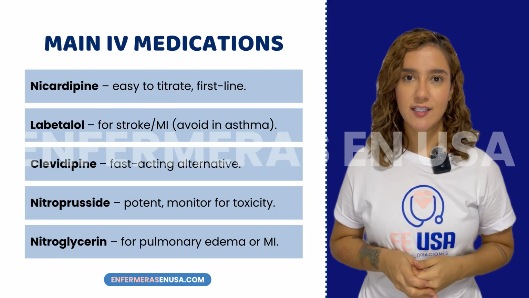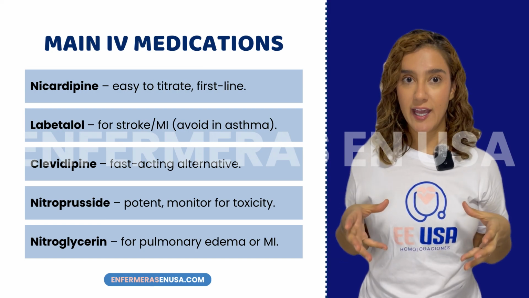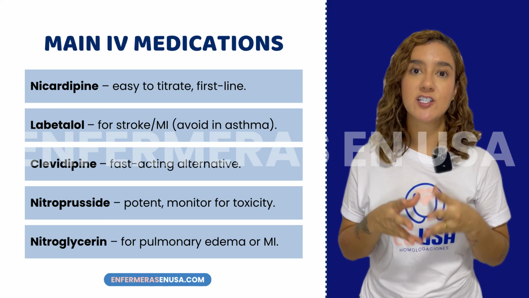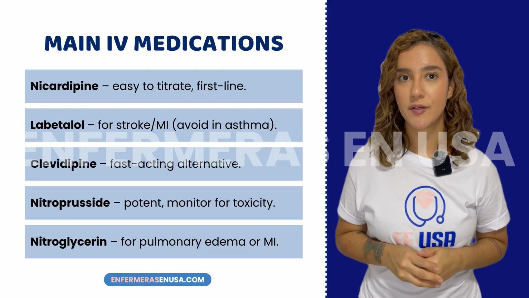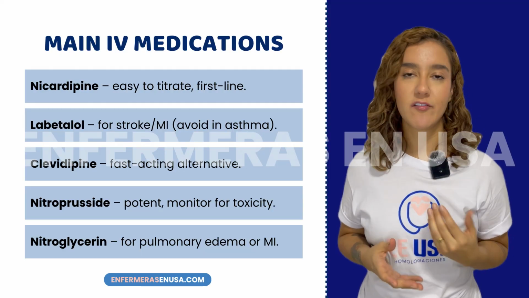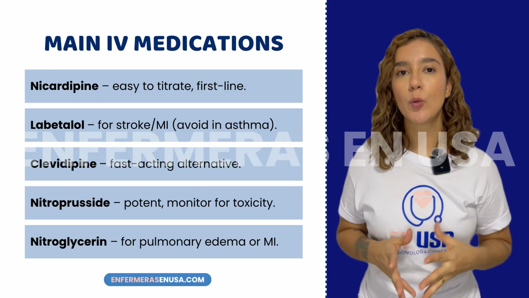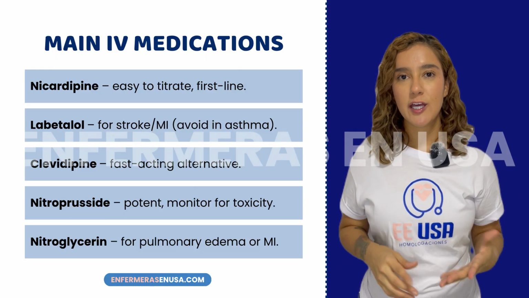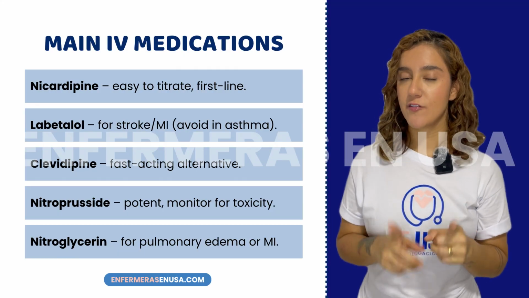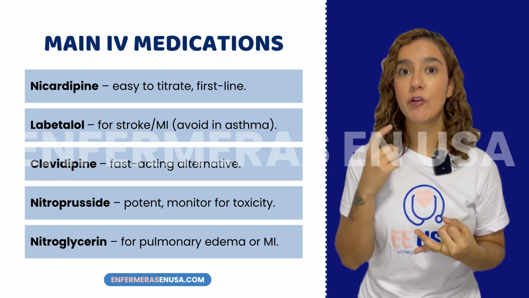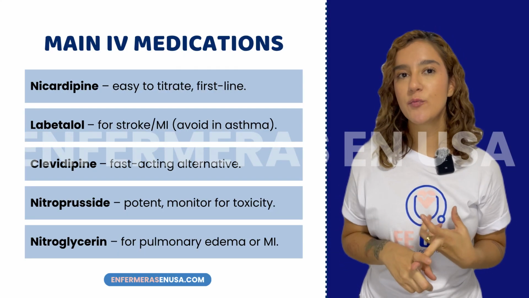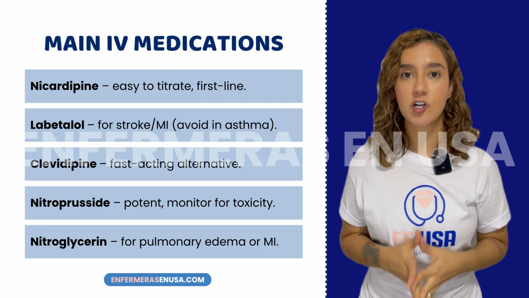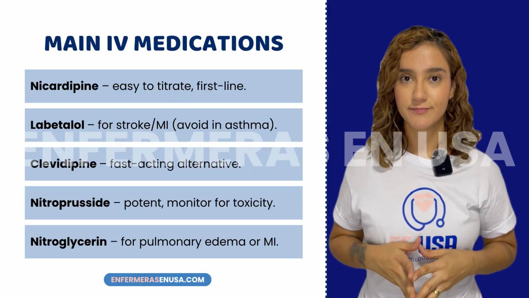Sodium nitroprusside, a very potent vasodilator, requires close monitoring and caution due to possible cyanide toxicity with prolonged use. Nitroglycerin IV is indicated for pulmonary edema or coronary ischemia. An NCLEX tip: know the side effects, for example hypotension, reflex tachycardia, and possible renal impact. Recognize contraindications, for example beta blockers in bronchospasm.